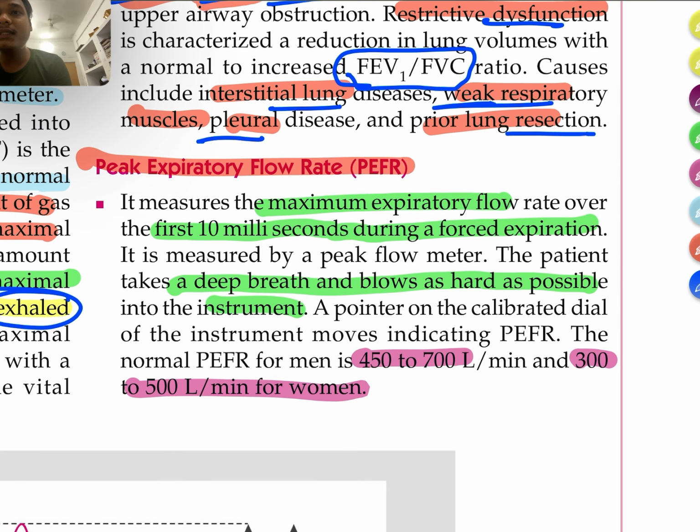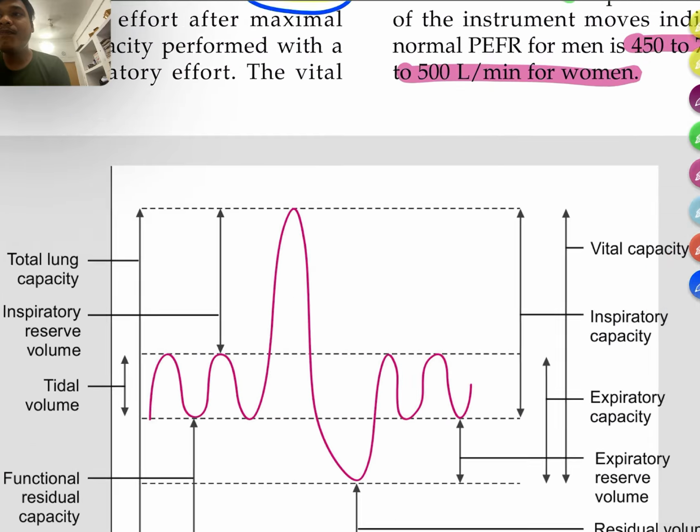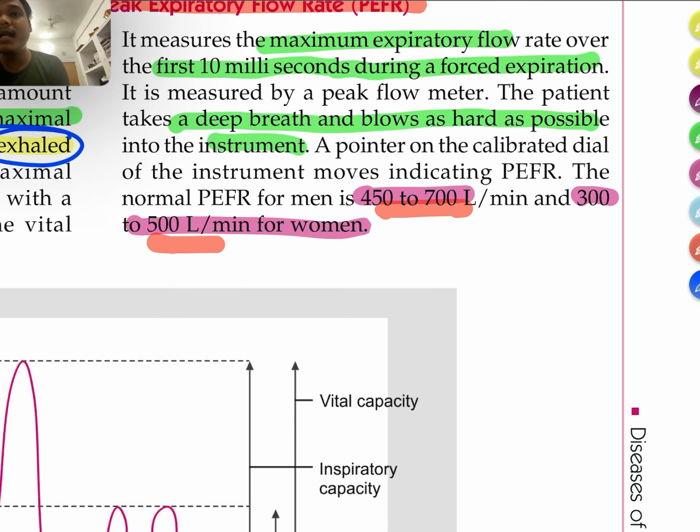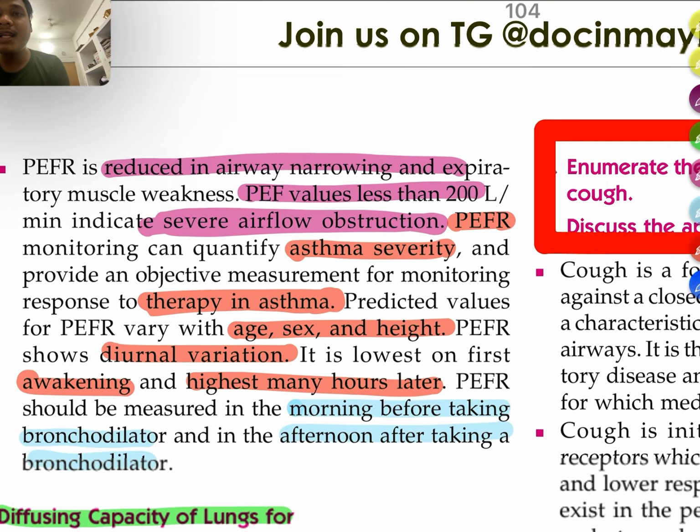Okay, next is our peak expiratory flow rate. It is the pressure exerted by our lungs during forceful expiration in the first 10 milliseconds. It gets decreased where the passage gets narrow, as in asthma. Its value is 450 to 700 in males and 300 to 500 in females.